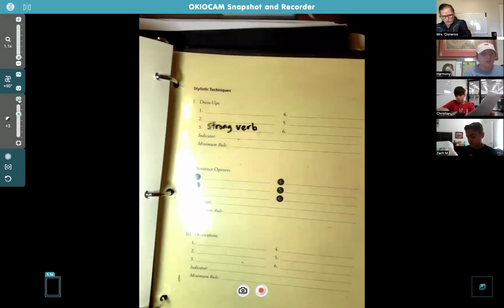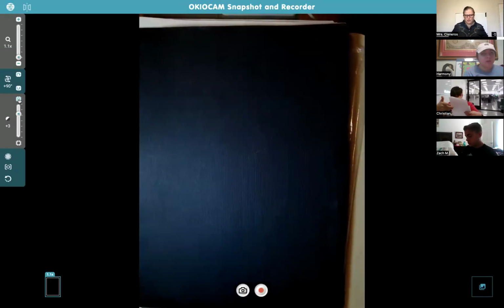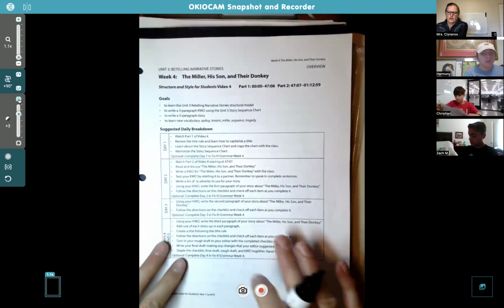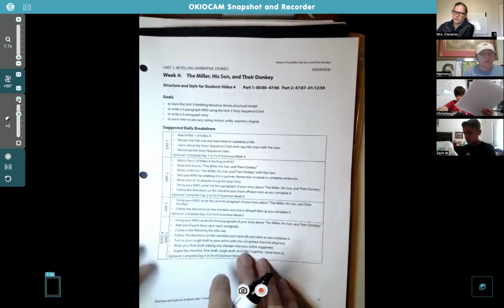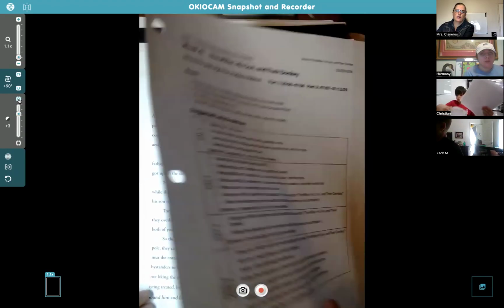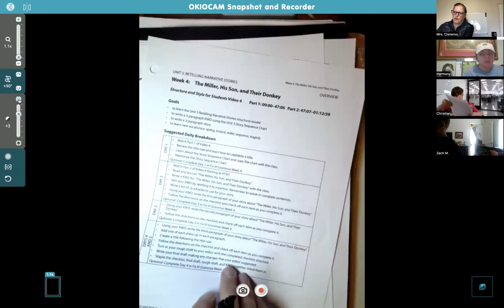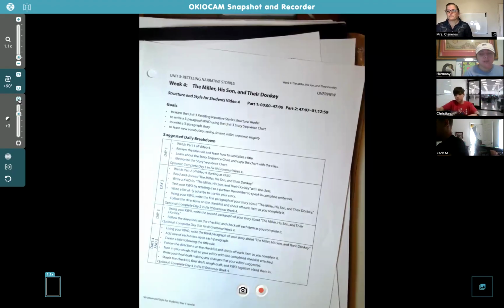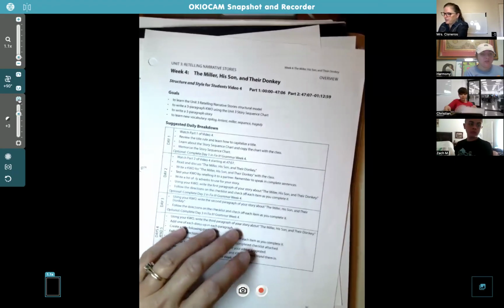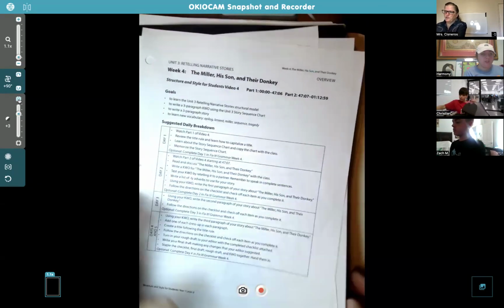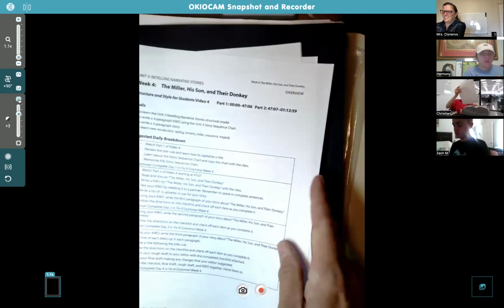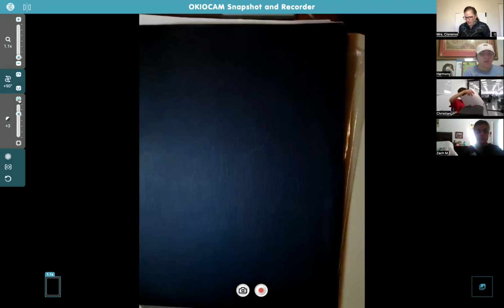Okay, the rest of your papers for the miller, his son, and their donkey, all of these can go away in whatever folder or binder you have for your finished stuff. Okay, so go ahead and put all this away in your finished binder or folder. This year, we're keeping stuff in a separate binder just because some students had a problem with their binders exploding with too much in it. All right, so put that away wherever your finished stuff goes, and then you're going to take out the next week.